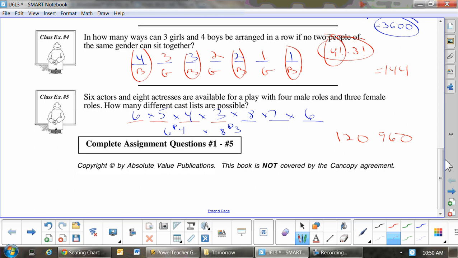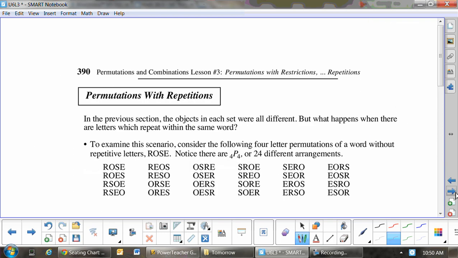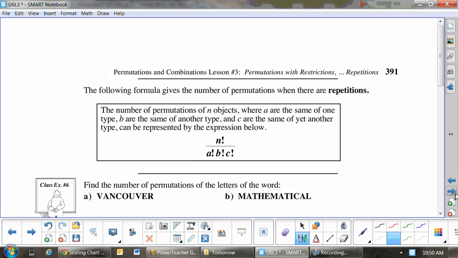Now, we have not talked about repetitions yet. Okay? So repetitions now, like I said, when you have Ross and then you take the 2 S's and mix them up, in permutations, that counts as the same one. You haven't made it more unique. So with repetitions is a lot easier than you would think. I'm going to go right to how it works. Now, the way repetitions works is you take the number of items and divide by all the repeats in factorial.